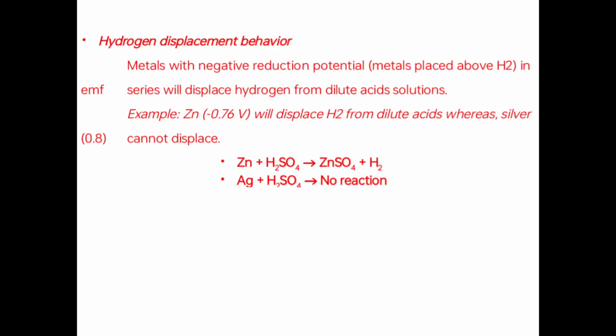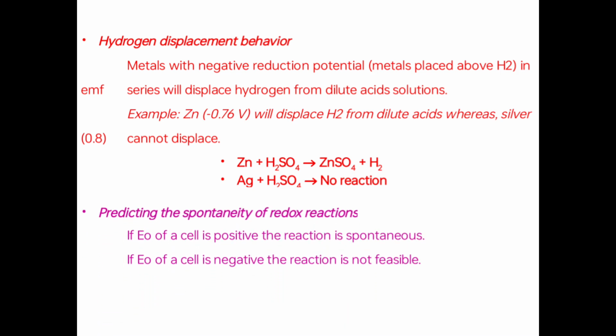Hydrogen displacement behavior. Metals with a negative reduction potential, that is, metals placed above H2 in the EMF series, will displace hydrogen from dilute acidic solution. Example: Zn, with minus 0.76 volt, will displace H2 from dilute acids, whereas silver, with 0.8 volt, cannot displace it. Zn reacts with sulfuric acid to form zinc sulfate plus H2. Ag reacts with sulfuric acid: no reaction.